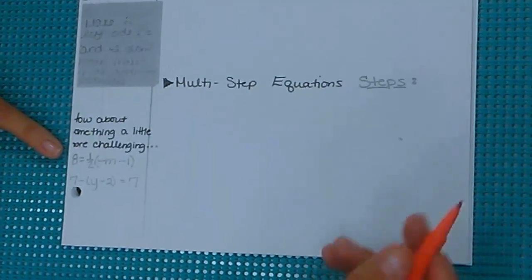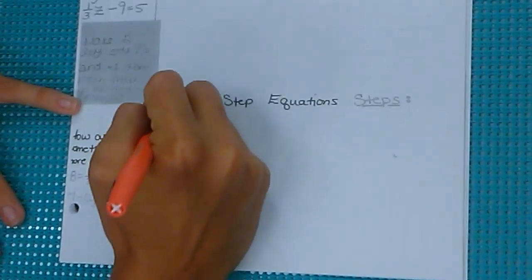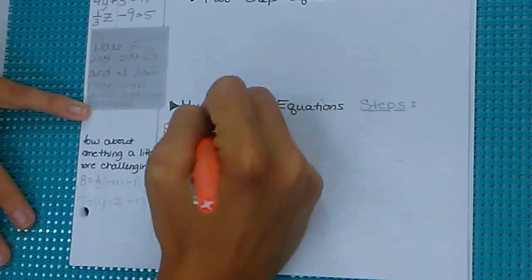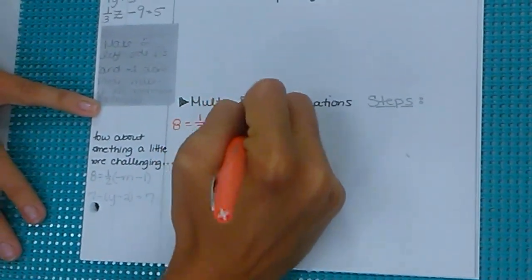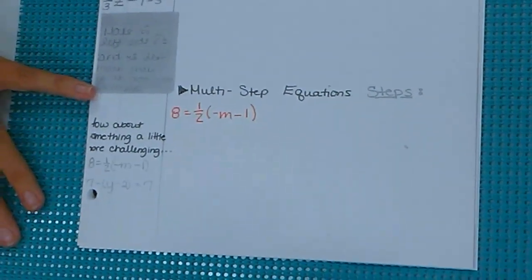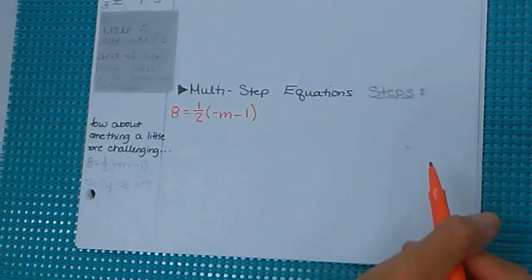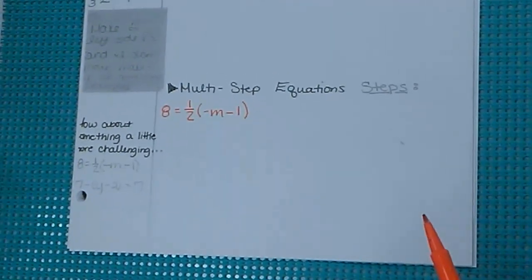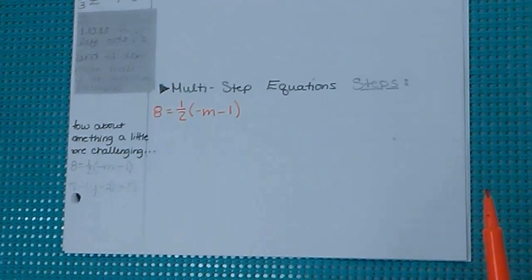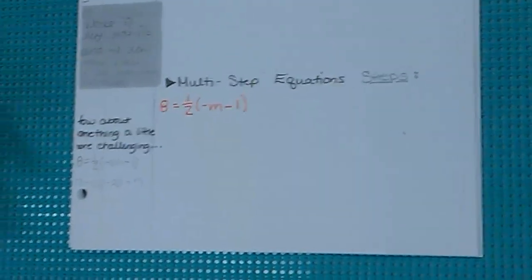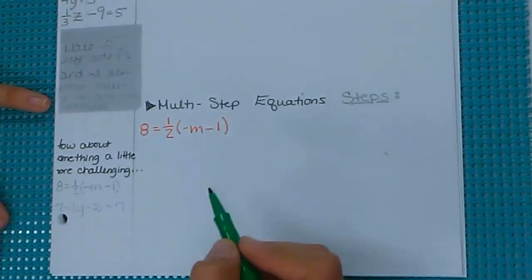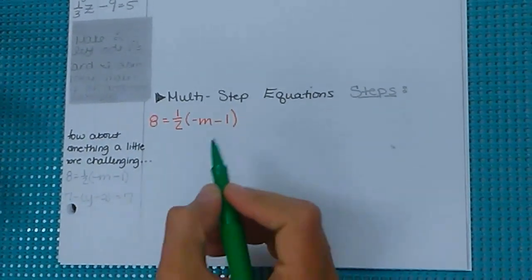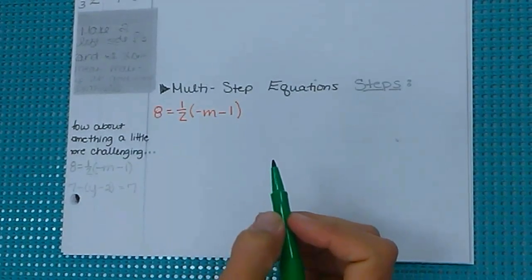Alrighty. So let's go for something a little bit tougher than what we've been doing the last couple days. Given the example, 8 equals 1/2 times the quantity negative m minus 1. So first thing, let's go ahead and do some steps, because in our 1 and 2 step equations there wasn't a lot going on, but here we're going to have anywhere from like 4 to 6 steps. When we're looking at our steps, hopefully something is shouting out at you, like this 1/2 in the parentheses. I know you see it.